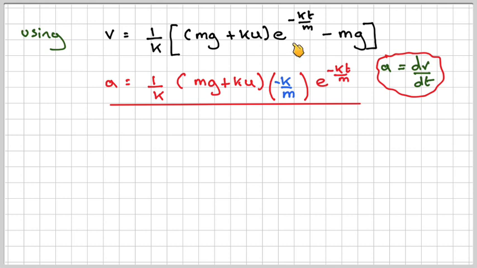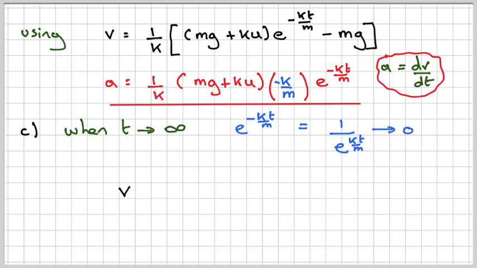Now, looking at this equation here, for part C, when t goes to infinity, we'll need to have a look at what happens to this bit here. The big interesting thing is e to the minus kt over m, which is equal to 1 over e to the kt. So this will become 1 over a very, very large number, which is like 0. So this will be 0, and we'll be left with minus mg over k. So the limiting value of the velocity will be minus mg over k.